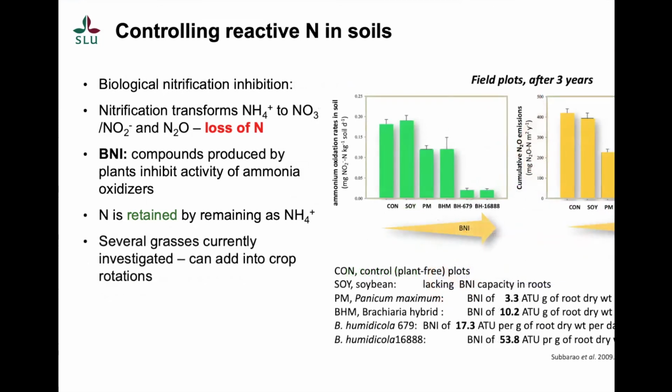And there are different grass species that are being put into crop rotations, where you can see that when you have a control versus just soybean versus adding in different types of grasses, the ammonia oxidation rates go down and the cumulative N2O goes down, all because nitrification is being inhibited by these plants. So the organisms, these are archaea and bacteria, ammonia oxidizers, they don't oxidize ammonia anymore due to these compounds being produced by the plants.